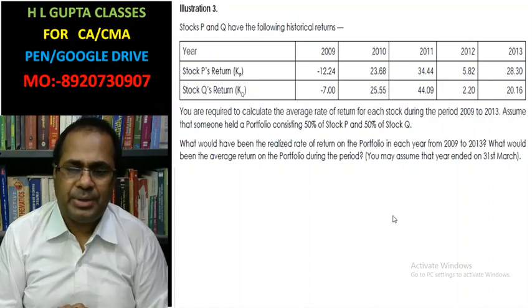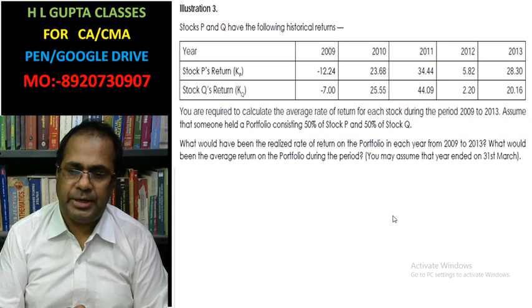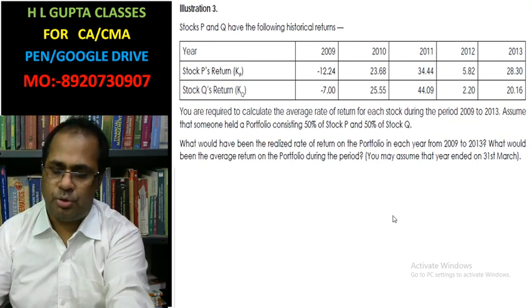Hello friends, I'm Gupta. I'm going to make you understand illustration number 3 of CMA final SFM of portfolio management. This illustration is from portfolio management.